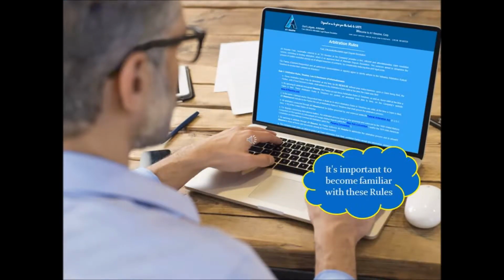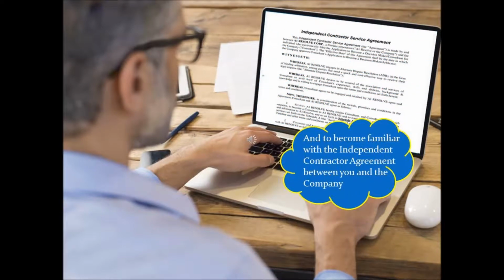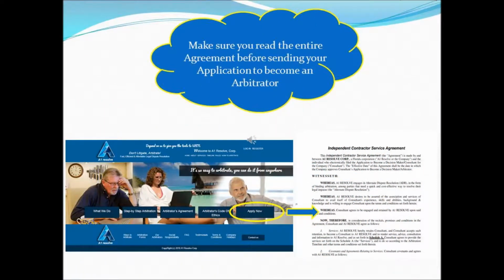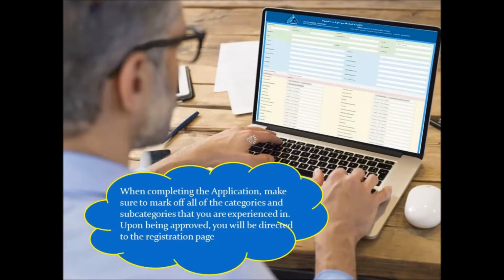It's important to become familiar with these rules and to become familiar with the independent contractor agreement between you and the company. Make sure you read the entire agreement before sending your application to become an arbitrator. When completing the application, make sure to mark off all of the categories and subcategories that you are experienced in.